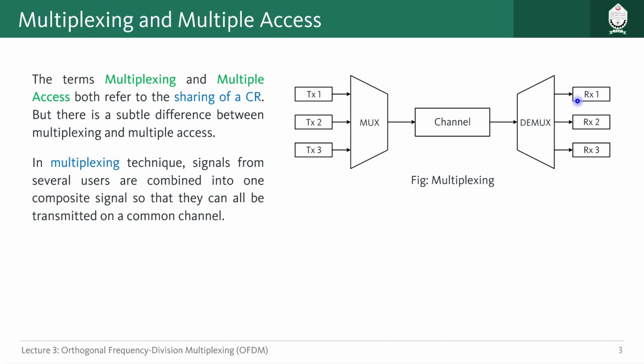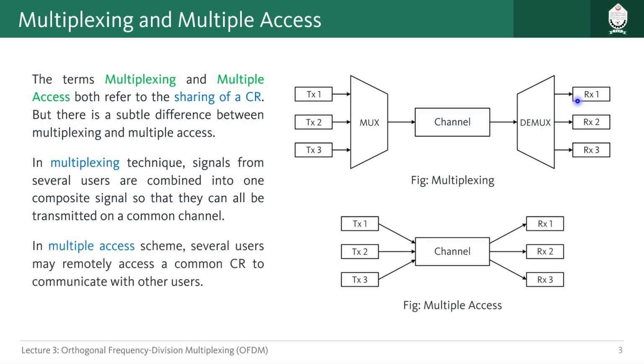So that is the idea of multiplexing. Now what happens in multiple access? In multiple access we are doing the same thing. We are sharing our resources among different users.